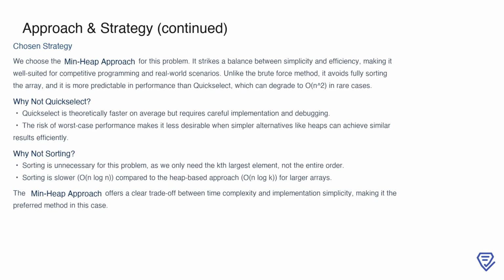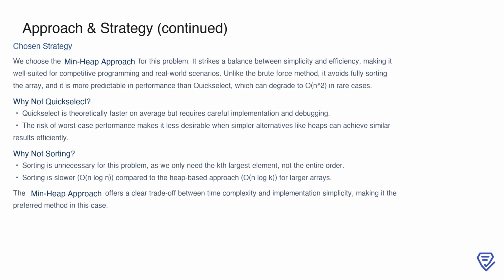Among the approaches considered, we choose the min-heap strategy as the most balanced solution for this problem. It combines simplicity of implementation with efficient performance, making it suitable for both competitive programming and real-world applications. Unlike the brute force method, the heap approach avoids fully sorting the array, which saves both time and computational resources. At the same time, it is more predictable in performance compared to quick select, which, while theoretically faster on average, can degrade to O(n^2) in rare scenarios, making it less reliable.